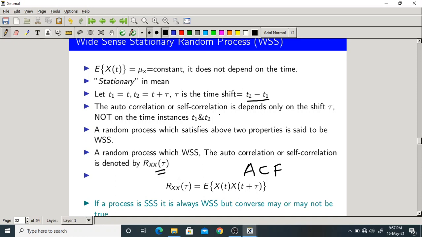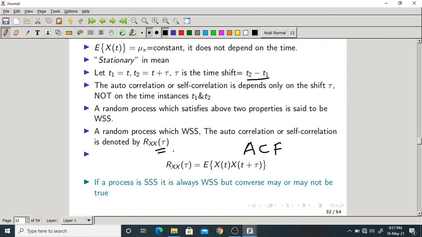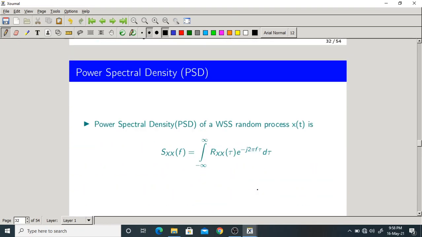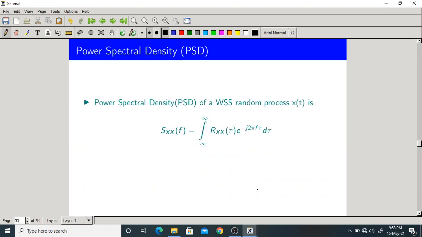If it is SSS, obviously it is WSS, but the converse may not be true. It is true if and only if it is a Gaussian process. In case of Gaussian, if it is WSS, it is also SSS. Now, I have shared some videos of NPTEL.